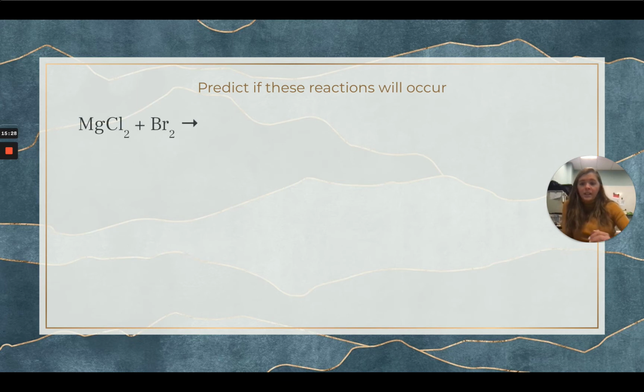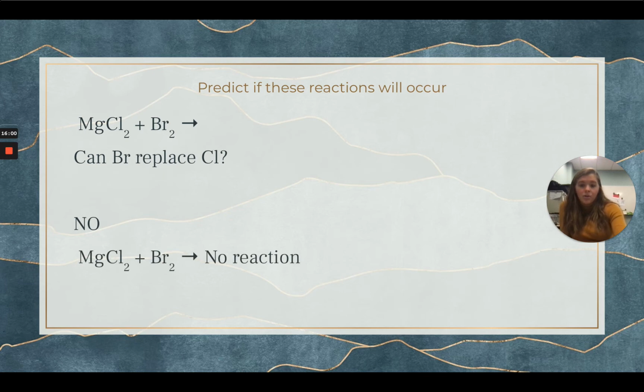And one more here, MgCl2 plus Br. So is bromine able to replace Cl? Because notice this time we are replacing the non-metal, not the metal, because we have magnesium and chlorine, so magnesium having our positive charge being our cation, chlorine having a negative charge being our anion, but bromine is also a negatively charged ion, so we're replacing our non-metal in this situation. Okay, there is no reaction here.